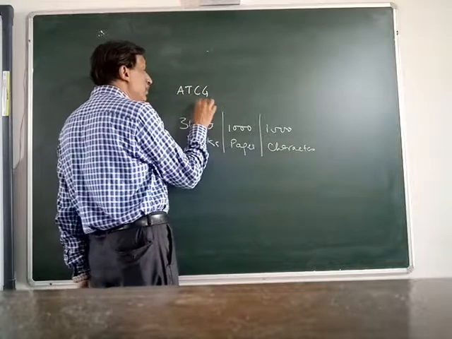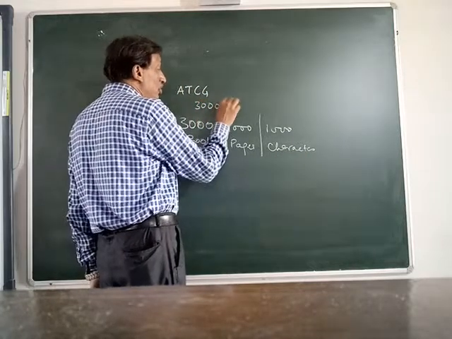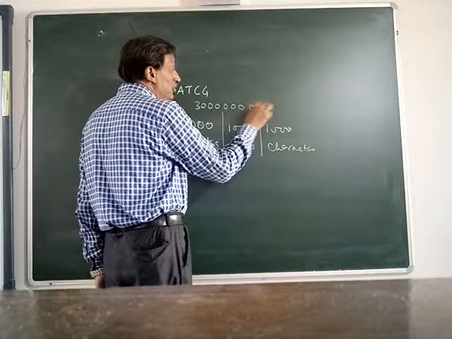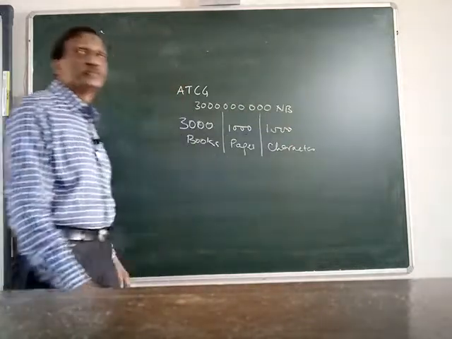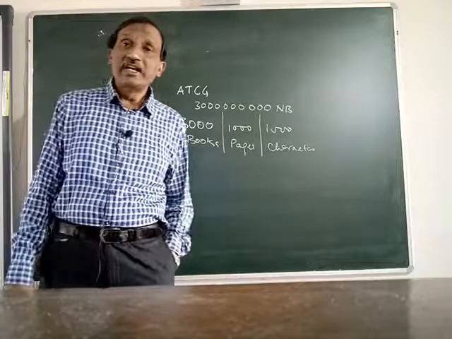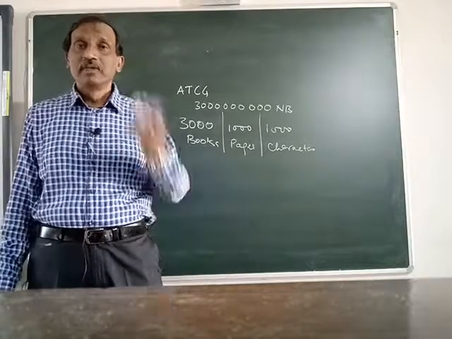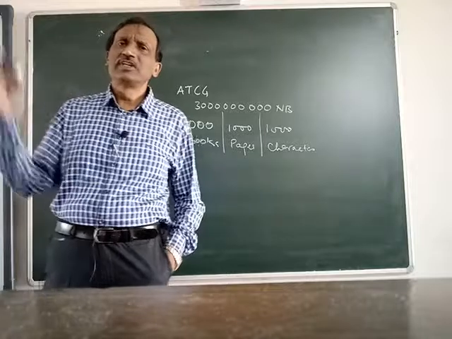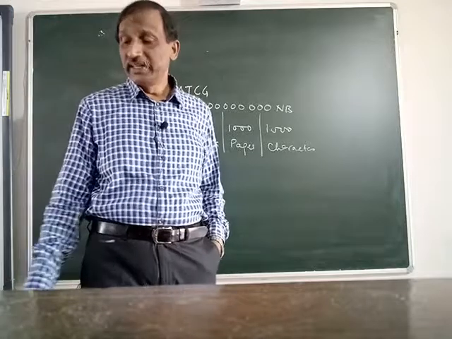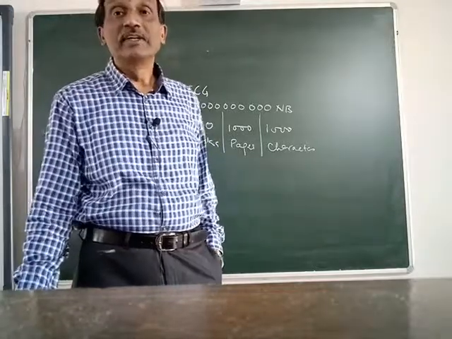Then it will become 3,000,000,000 nitrogen bases. Such a large amount of information. चलो अब लिख लेंगे, कोई दिक्कत नहीं है. You got enough of time. जिंदगी बहुत बड़ी है, उसमें ये लिखने में कौन सी दिक्कत है.